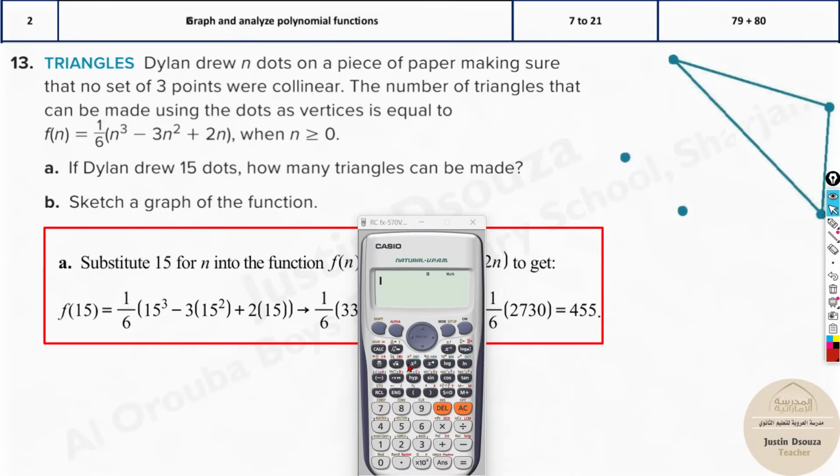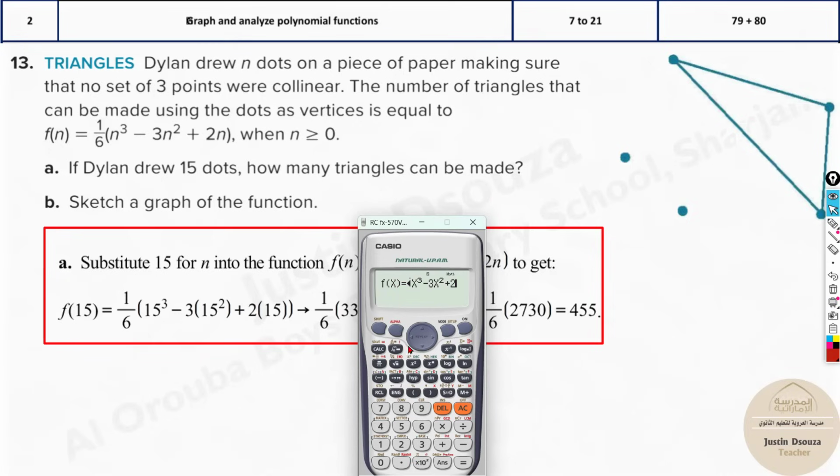I'll show you now. All you need to do is press mode and then press 7 and type this equation as it is. It's 1 by 6 multiplied by n is not there. We write it as x to the power 3 and then we have minus 3x squared.